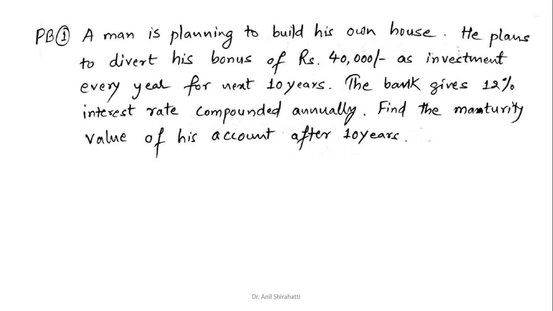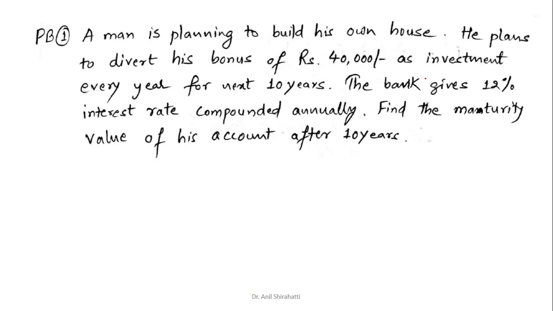So what the problem statement says: a man is planning to build his own house. He plans to divert his bonus of rupees 40,000 as an investment every year for the next 10 years. The bank gives 12% interest rate compounded annually. Find the maturity value of his account after 10 years.